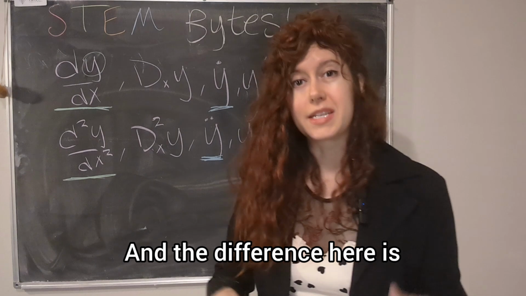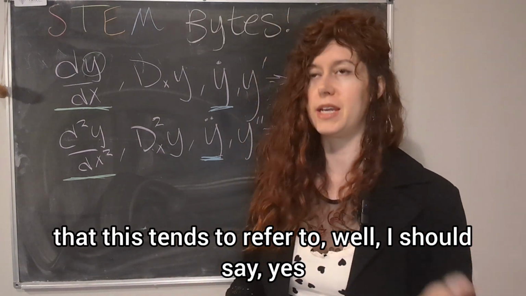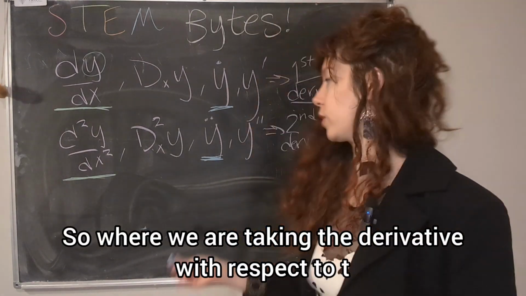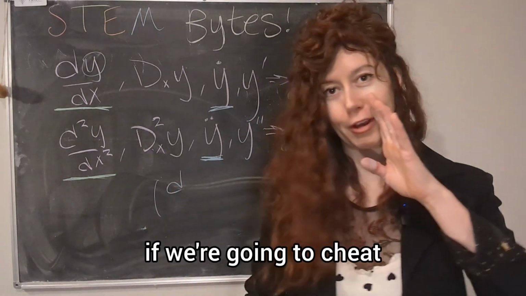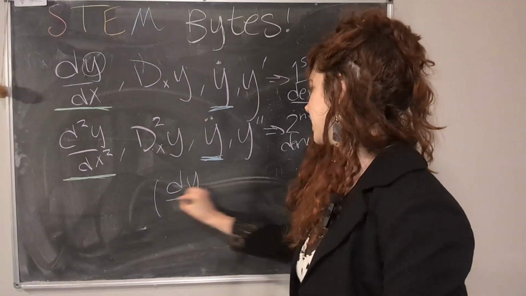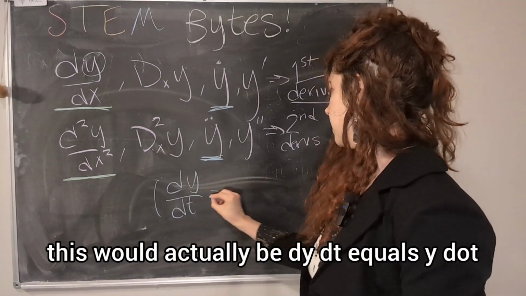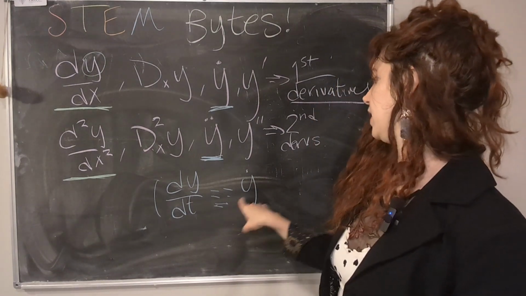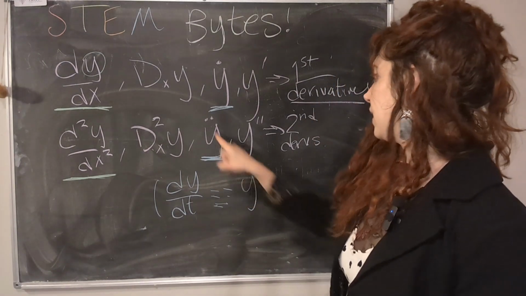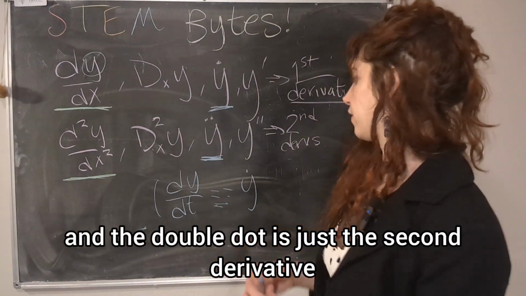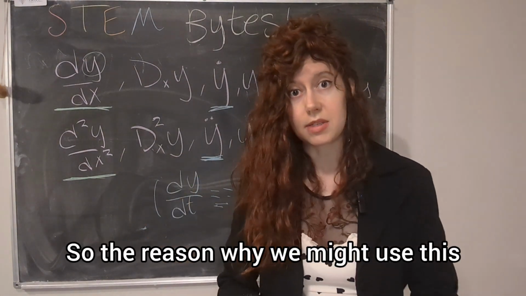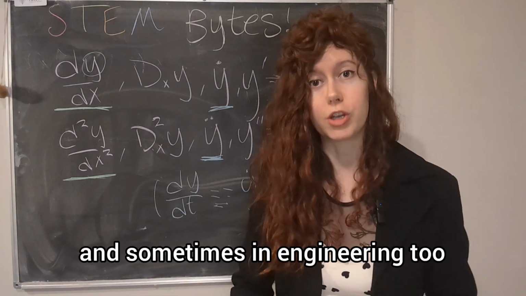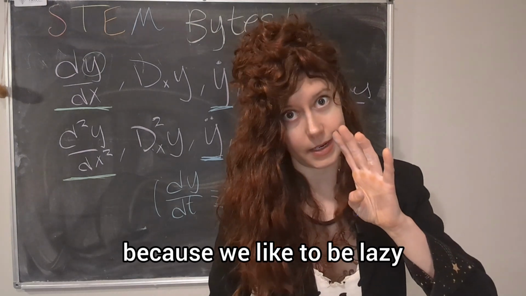And the difference here is that this tends to refer to, well, I should say, yes, it refers to time derivatives. So where we are taking the derivative with respect to t. So in other words, if we're going to cheat and use Leibniz's notation, this would actually be dy dt equals y dot. This is code speak for this is the same thing as this. And the double dot is just the second derivative. So the reason why we might use this, I've used this a lot in physics when I did all of the different problem sets in physics, and sometimes in engineering too, because we like to be lazy.